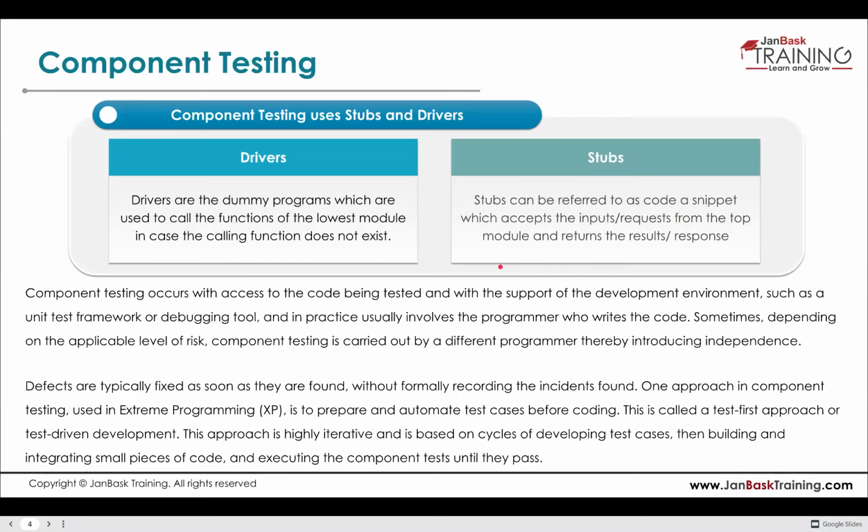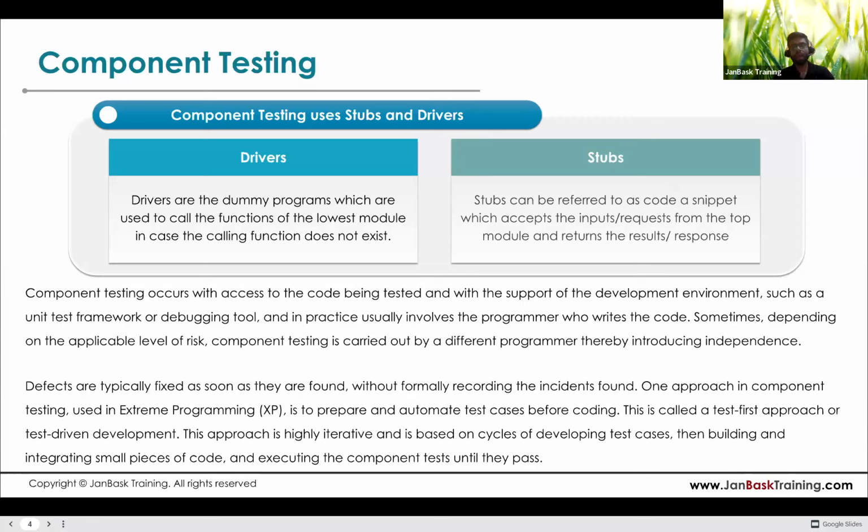Okay, great. So component testing occurs with access to the code being tested and with the support of the development environment. As we mentioned, component testing is done during the development phase, in the development environment, and it is normally done in a unit test framework. So what is a unit test framework? Unit testing is when the developer is writing the code, they have to test their code as well, right? When they test their code, that is called unit testing. And this unit testing, this component testing, will be done in that unit test framework.